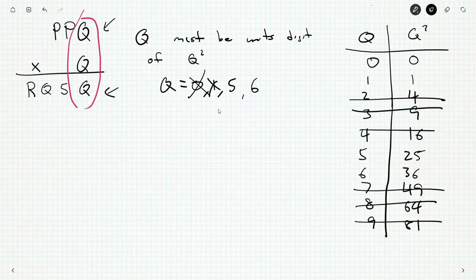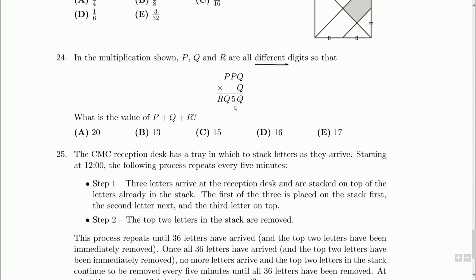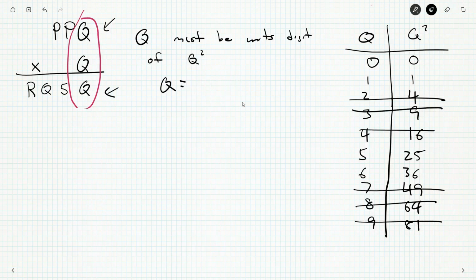Okay, and is there any other information to help us narrow it down? In the multiplication shown, P, Q, and R are all different digits, but it doesn't necessarily mean that they are different from 5. So, I don't think... Q probably is 6, but maybe it is 5. I don't know. But Q is either 5 or 6. Either way, I know that we're going to carry some things.